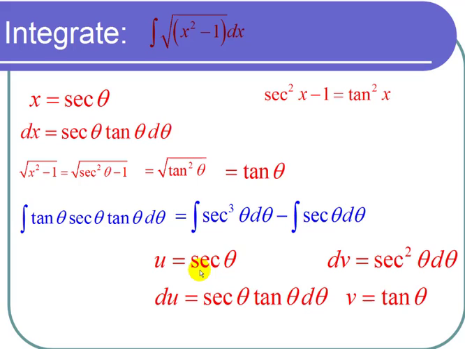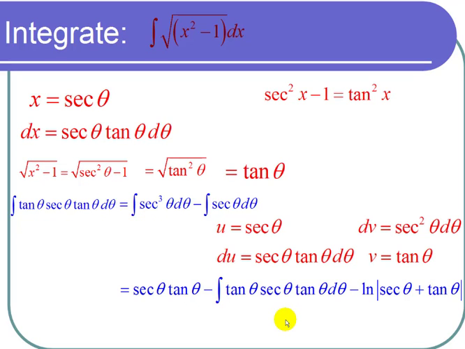And what I get is u is secant theta, dv is secant squared theta d theta, because that has an easy integral. The integral of secant squared theta is the tangent of theta, and the derivative of secant of theta is secant of theta tangent theta d theta. So putting this together and using the integration by parts formula, I get uv, which is secant theta tangent theta, minus the integral of v du, which is the integral of tangent theta times secant theta tangent theta d theta, and then I integrated secant of theta d theta. Remember, that's the natural log of the secant plus the tangent.